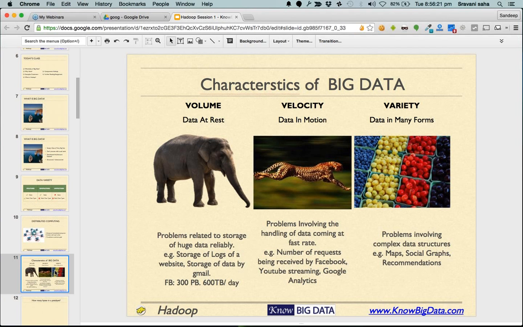For example, if in this session there are 700 people, imagine that by the end of it I must have transferred 700 gigabytes of data to 700 different people. If the total audio video size is 1 gigabyte, I would have transferred 700 gigabytes of data parallelly to 700 people. So the number of requests that are going out, the pace at which the video is moving out, is a problem of velocity.